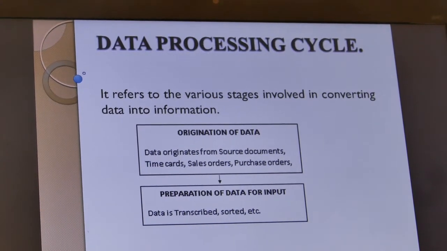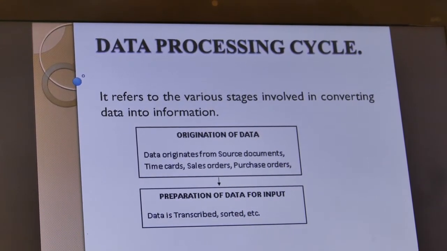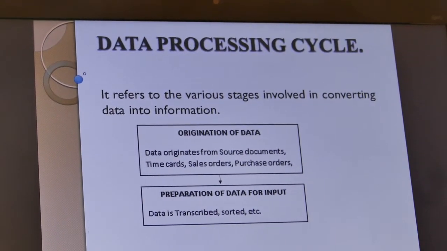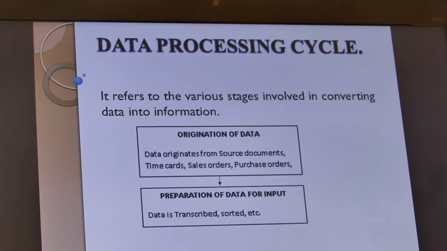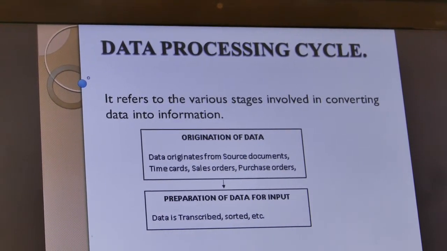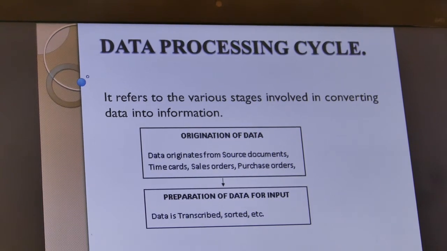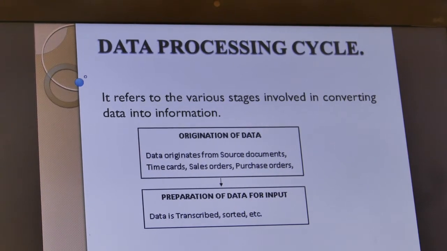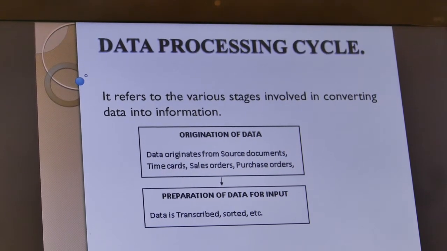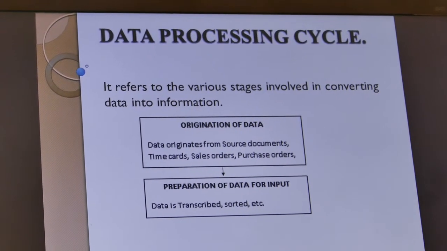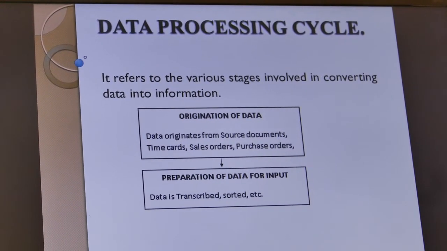One is origination of data. This one includes things like collecting data. That is, you have to look at the source documents, time cards, sales orders, purchase orders, and so on, if you are collecting certain data. So after you collect the data, number two, you need to prepare it for data input. In this, the data is transcribed. You can also sort it to make sure you have the specific data that is needed for that process.